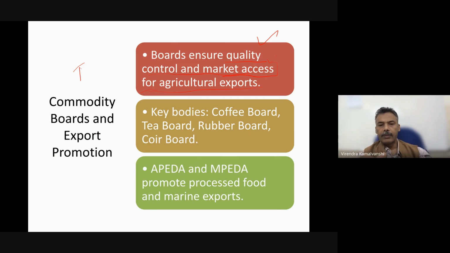Because sometimes it's not necessarily that the attribute for which we like that product will be liked by some other country. Let us say chilies: we usually prefer chilies for pungency. But in European countries, they prefer chilies which are vibrant in color, with a lot of aroma and flavor. They take it as a salad. So their requirement is entirely different from our requirement, and definitely there we have to remodify our product. Okay. So like coffee board, tea board, rubber board, coir board, Haldi board, we have different boards for that.